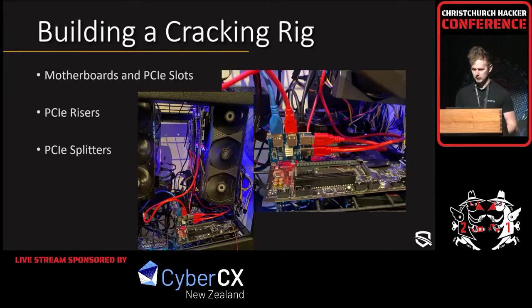There are some constraints involved in certain CPUs where they only allow you to have certain numbers of PCIe lanes for use of devices like graphics cards, but that would be a whole talk on its own, so I'll leave that out for now. And then two other things that you need besides the GPUs are PCIe risers and splitters. You don't have to have these, but they make it way easier.